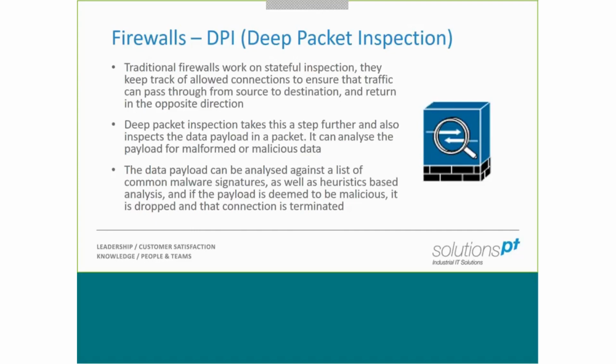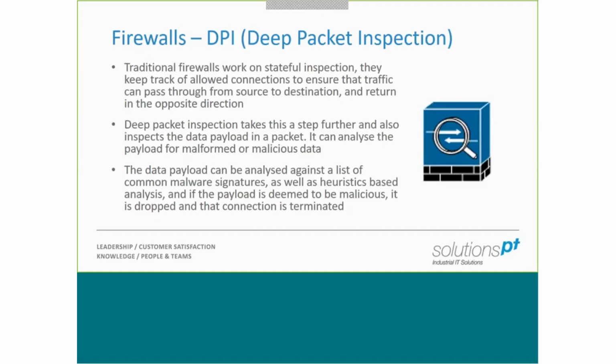And that's where Deep Packet Inspection comes in. It takes a look at the packet, takes a look at the contents, and based on a signature list or heuristics-type technology, it will decide whether that payload is legitimate or not, and it will pass it through or drop it.